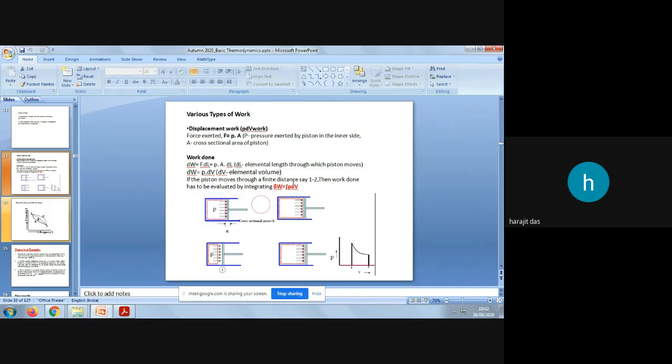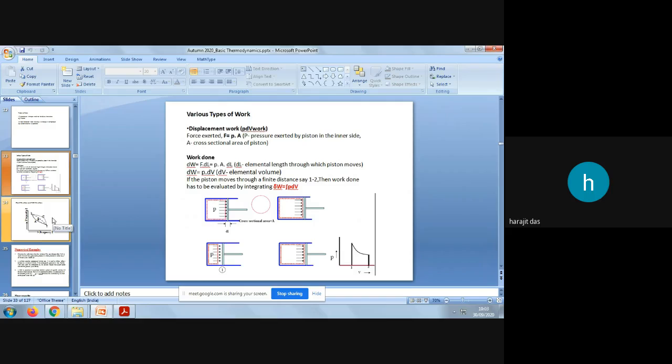So total work will be the integration from 1 to 2 of P dV, which will give you the total work for one process. So for this process from 1 to 2, the area under this curve will be the work done. So this will be calculated by integrating PdV from point 1 to 2. Okay, so here you can see from this drawing that there is a change in volume. At 2 the volume is more, at 1 the volume is less. So from here you can measure this volume.